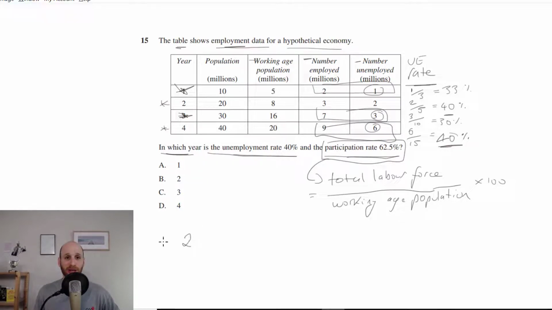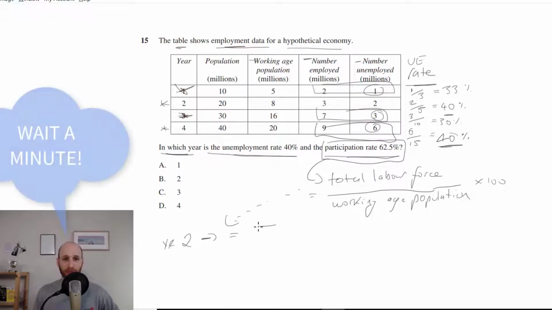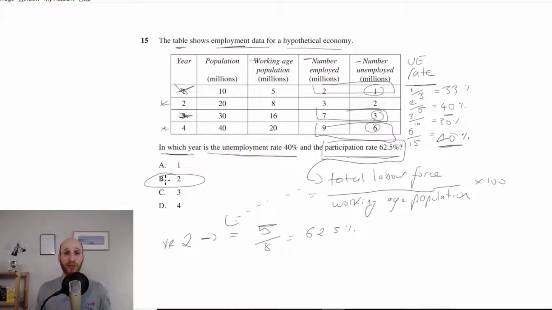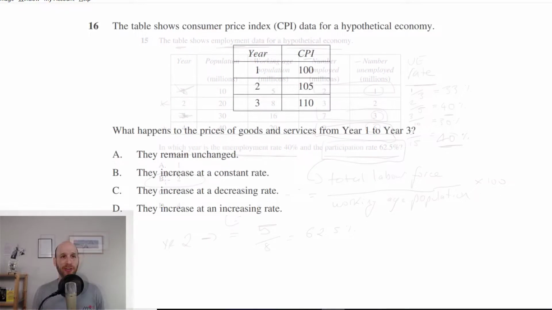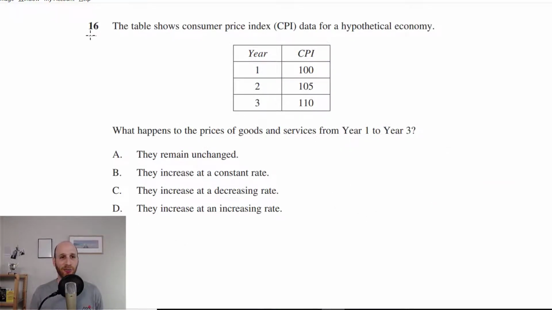So if we look at year 2, year 2 is our winner because the labour force participation rate is 62.5%, just as they ask for. So we arrive at 16 and we're starting to see a bunch more of the calculation questions.